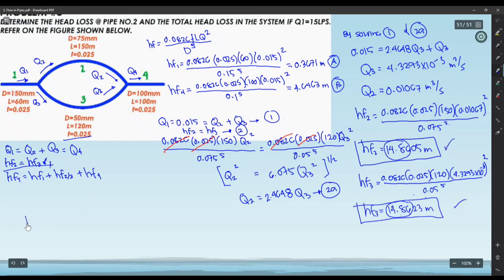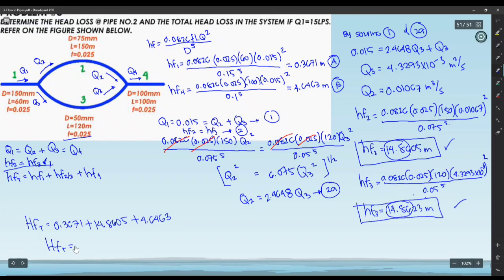So, to solve for the total head loss, HF total, so that is simply equals lang sa head loss ng pipe number 1, pipe number 2, pipe number 3, and pipe number 4. So, isa na lang dito, sa 2 or 3. So, ano nga yung head loss natin kay pipe 1? So, that is 0.3671. Isulat na lang natin yung value. Plus, ito na lang yung gamitin natin, 14.8605. And then, plus the head loss in pipe number 4, 4.6463.